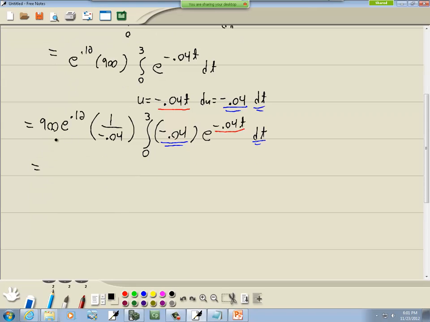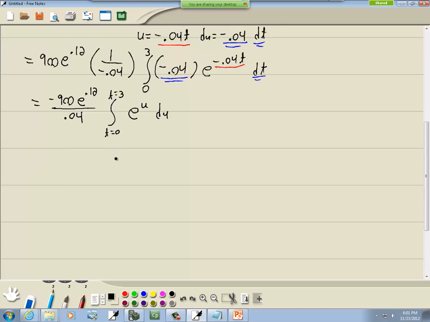Let me put this into a single fraction. We've got negative 900 e to the 0.12 over 0.04. And this will be t equals 0, and t equals 3. And then this becomes e to the u du. The integral of e to the u is e to the u.